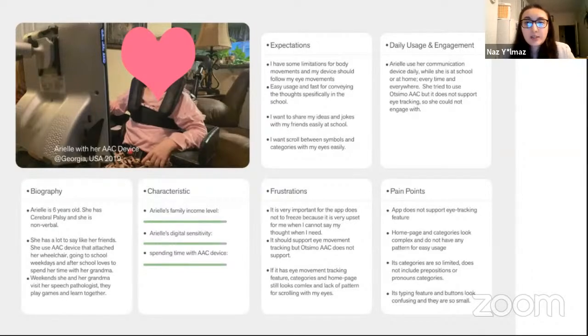What is daily usage and engagement? Ariel uses her communication device daily while she is at school or at home, every time and everywhere. She tried to use Otsimo AAC, but it does not support eye tracking, so she could not engage with it. What is the first pain point? The first pain point is that the app does not support the eye tracking feature.